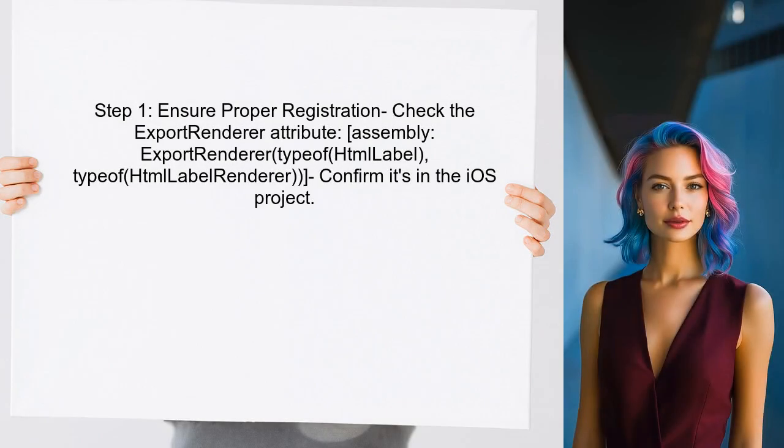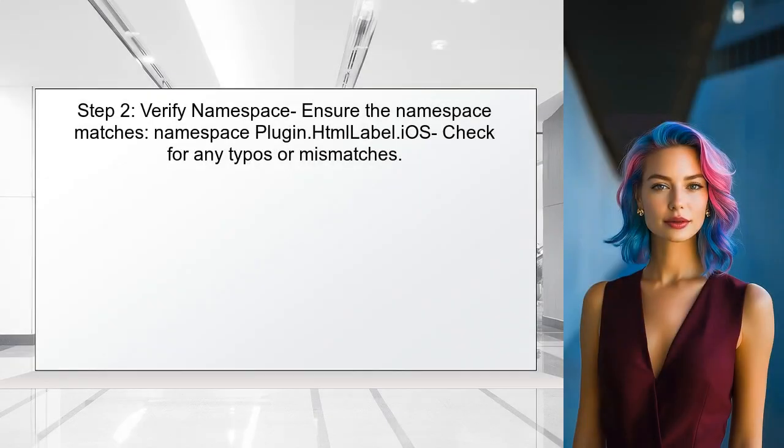To address the issue with the Xamarin.Forms custom renderer not working on iOS, the user should first ensure that the custom renderer is properly registered in the iOS project. This is done by adding the ExportRenderer attribute correctly. Next, the user should verify that the custom renderer is included in the correct namespace. This is crucial for the renderer to be recognized by the Xamarin.Forms framework.